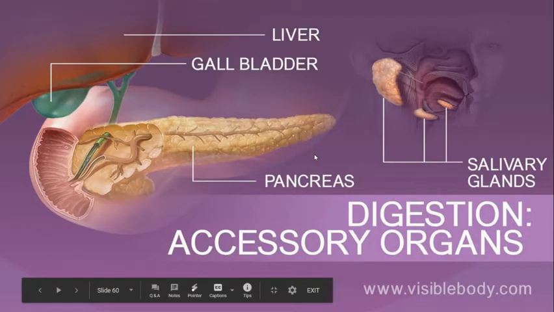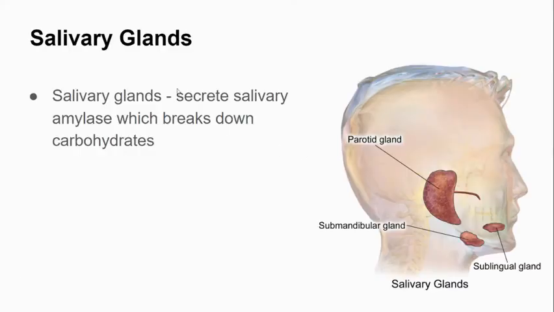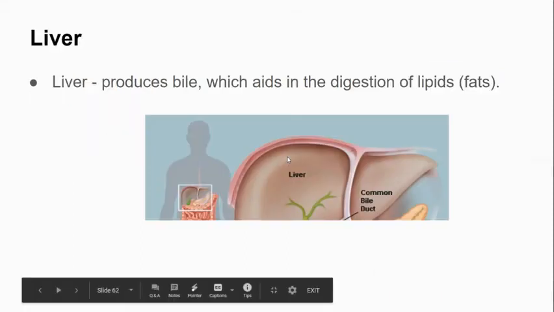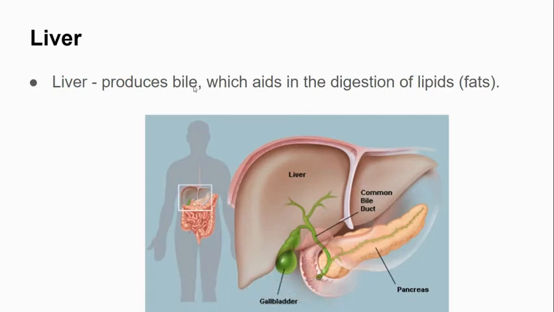All right, digestion accessory organs. The salivary glands secrete salivary amylase, which breaks down the carbohydrates. So these are the salivary glands. They help to break down carbohydrates. The liver produces bile, which aids in digestion of lipids, which is fats.